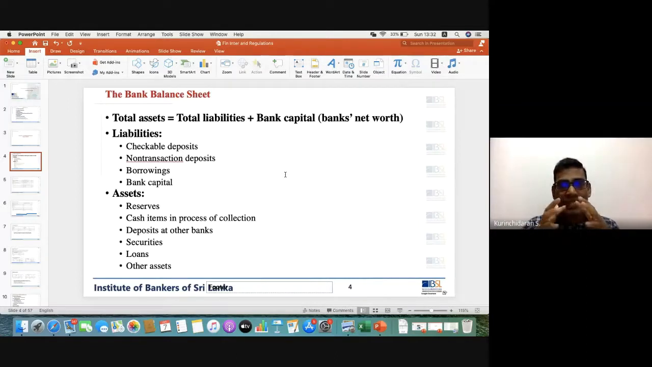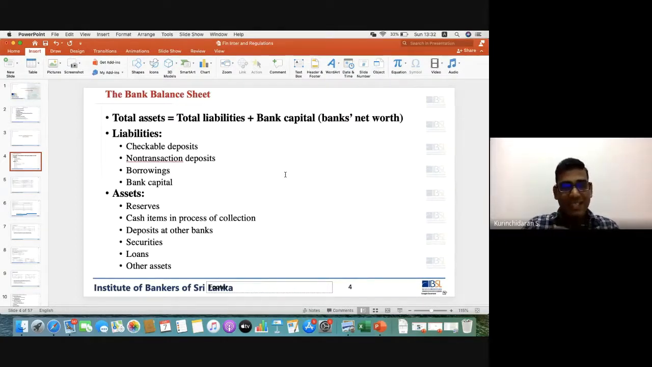So you can see in a bank balance sheet, on the liability side, deposits are a huge amount. Maybe in the Sri Lankan context, more than 70% is deposits. Capital is very small, maybe 15 or 20%, and the balance may be borrowings.